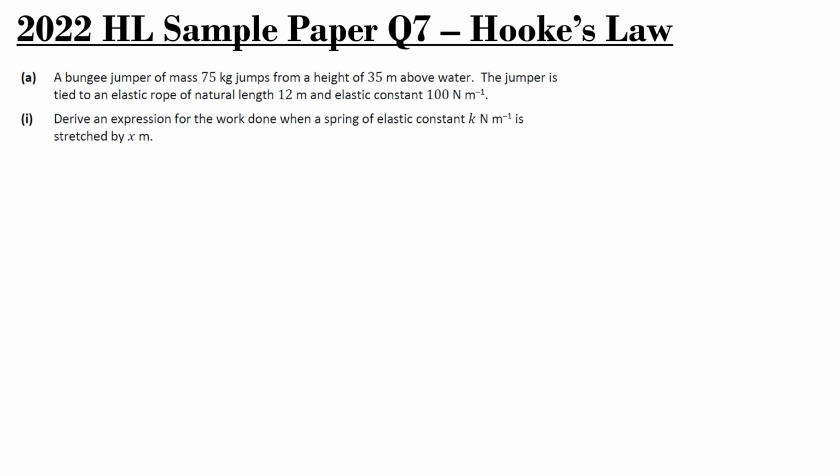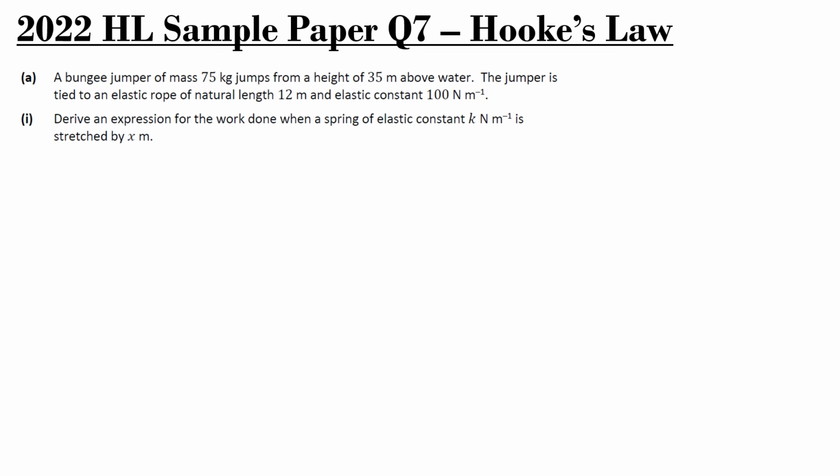So this is the SEC sample higher level paper question 7. We're going to work with part A1. From part A, they tell us a bungee jumper of mass 75 kg jumps from a height of 35 meters above water. The jumper is tied to an elastic rope of natural length 12 meters and an elastic constant of 100 newtons per meter. Derive an expression for the work done when a spring of elastic constant k newton per meter is stretched by x meters. So here we have work done by a varying force.